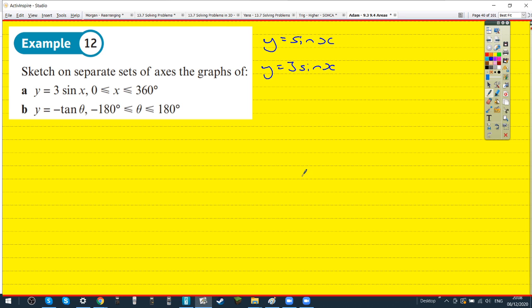Does it go up or down 3 levels? Yeah. Any idea what that transformation is called? No. If it's multiplied, it's a stretch. Okay. Scale factor of 3, and it went up and down, so it's in the y direction.